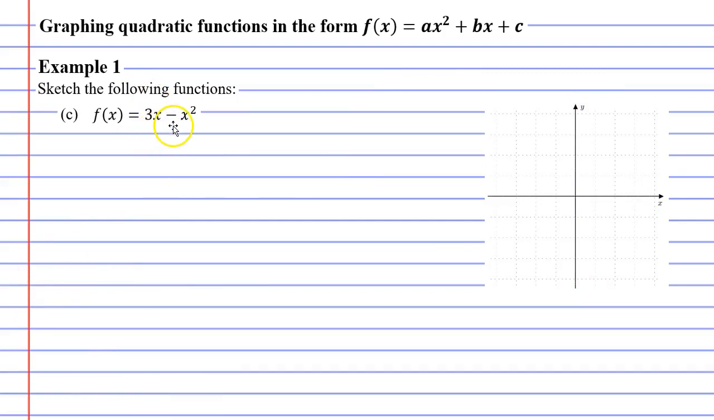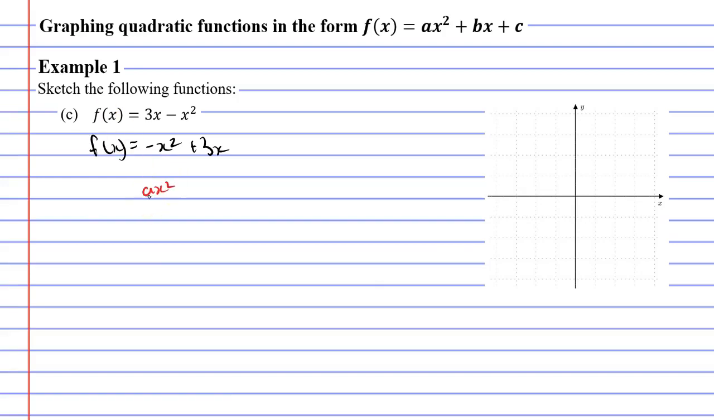Once again, it doesn't look like it's in the right form. We want it to be ax squared plus bx plus c. So we've got to swap things around a little bit. We'll start by moving the negative x squared to the beginning. Negative x squared. And this is positive 3x. So we're going to write plus 3x. So this is what f of x equals.